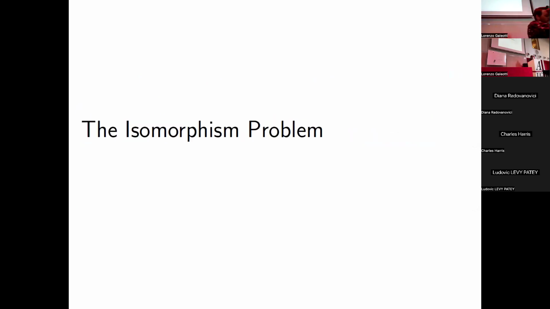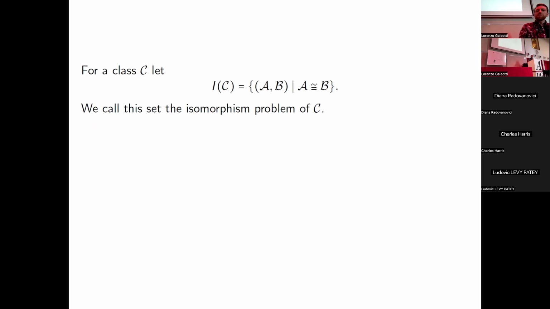All right. So the next thing I want to talk about is something that's a little bit weaker than being Borel complete. And this is something Rod talked about a little bit in his talk, which is the isomorphism problem. So if you've got a class of structures C, the isomorphism problem is going to be the set of all pairs of structures that are isomorphic. So you can think of this as the computational problem of saying, given these two structures, decide if they're isomorphic or not. This is a little bit weaker than being Borel complete.